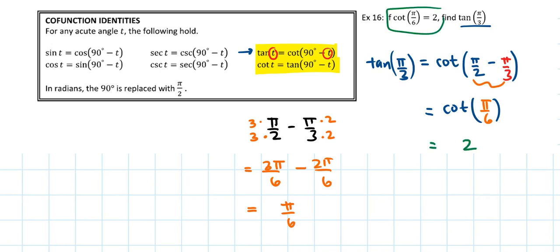So using cofunction identities, we also figured out that the tangent of pi over 3 is equal to 2. And that's a nice application.